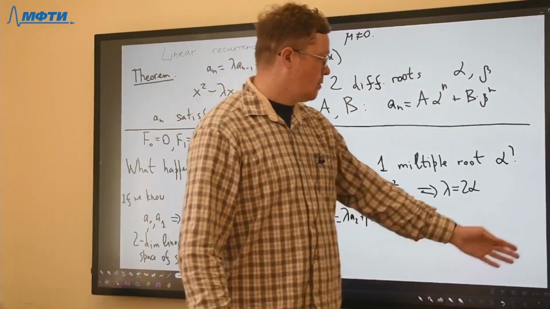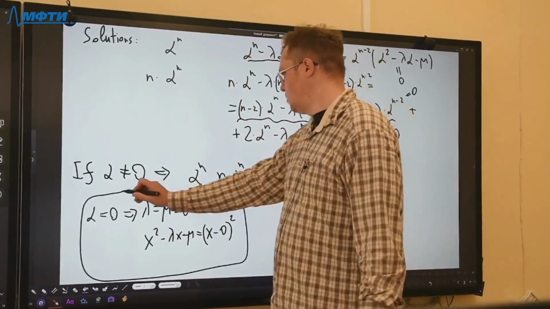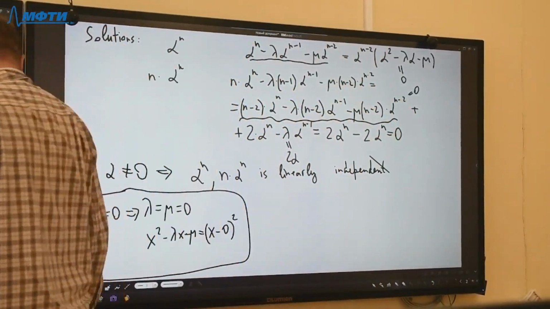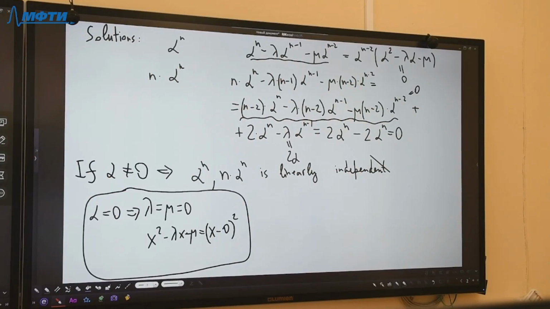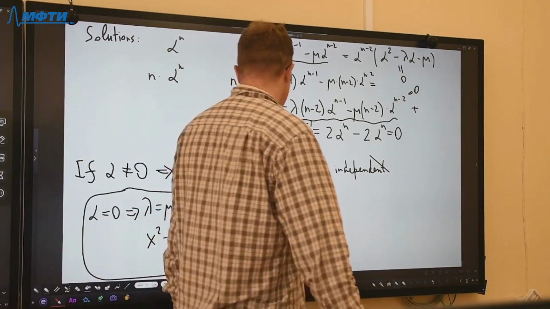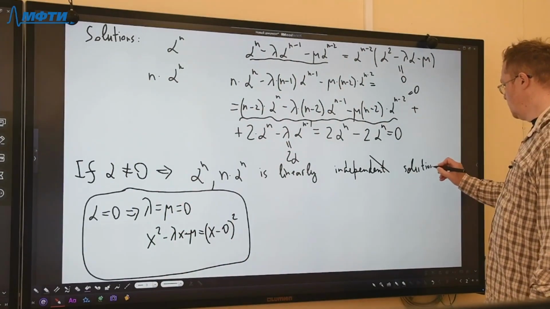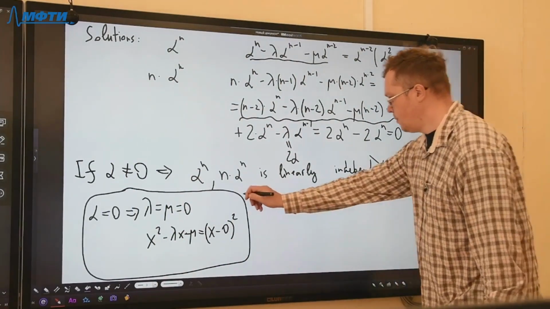So in this case, if alpha is equal to 0, then this is not an order 2 recurrence relation. So I have two linearly independent solutions, and so I can state the following theorem.